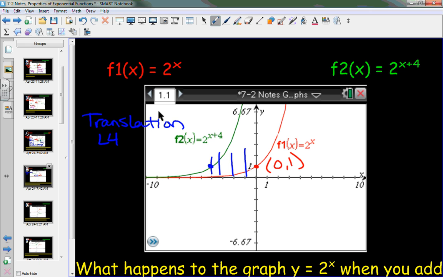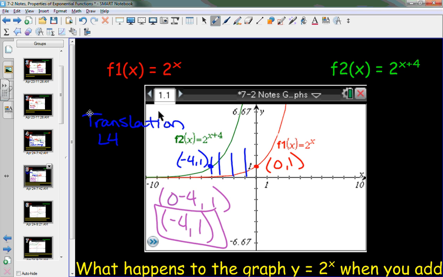-4, 1. Now I have the point -4, 1. Well, how did that change from 0 to -4? What did I do to it? I subtracted 4 units off my x because that is a horizontal shift, and that is what is changing. Did the y value change here? No, the only thing that changes is the x value. Did we all see that, yay or nay? It's the only one that changes the x value so far.